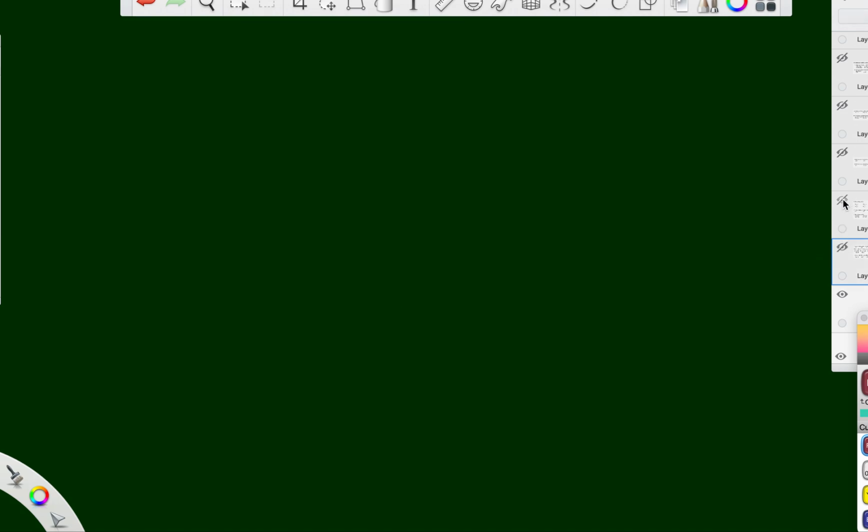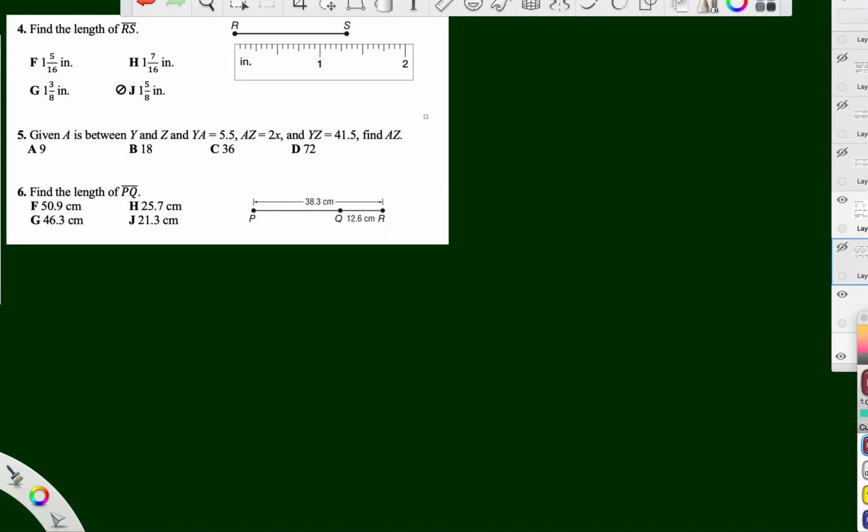Let's get rid of that. Come back here. Find the length of RS. I did talk about this in class, so we know that RS goes all out here, and our inch is cut into 16ths, just like almost any ruler that you see. So we know that here's a half, here's a quarter, and that quarter is cut into quarters, so we're talking about 16ths. And so we count the 16ths from here, 1, 2, 3, 4, 5. So our answer would be F, 1 and 5/16.